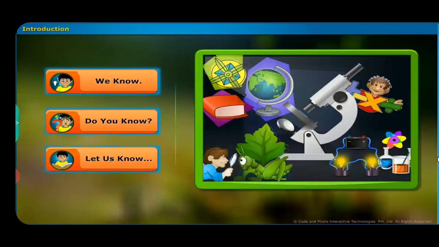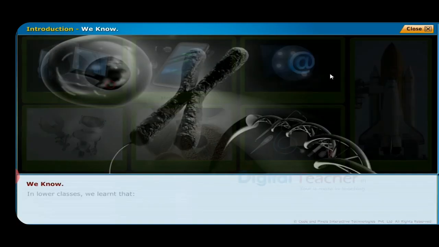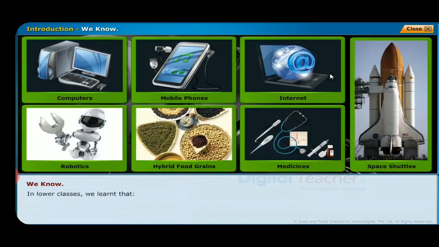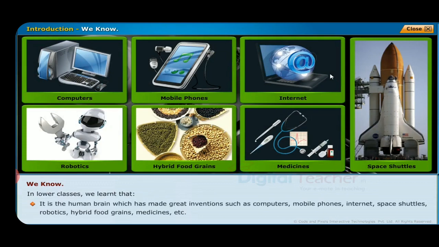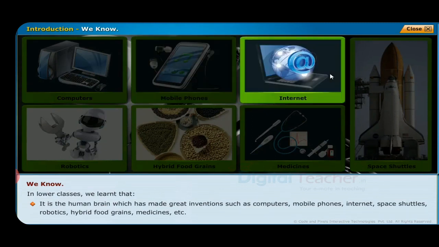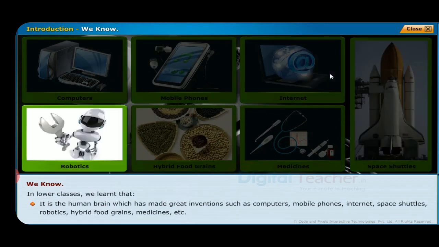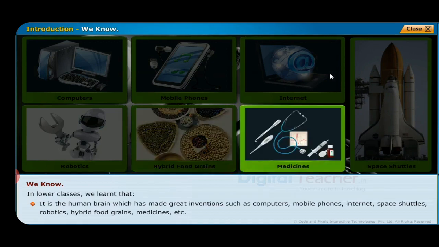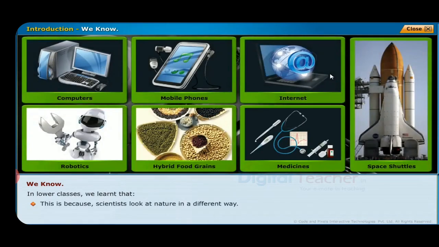Introduction. Before entering into the chapter, follow the instructions shown on the screen. Click each tab to know more. In lower classes, we learned that it is the human brain which has made great inventions such as computers, mobile phones, internet, space shuttles, robotics, hybrid food grains, medicines, etc. This is because scientists look at nature in a different way.